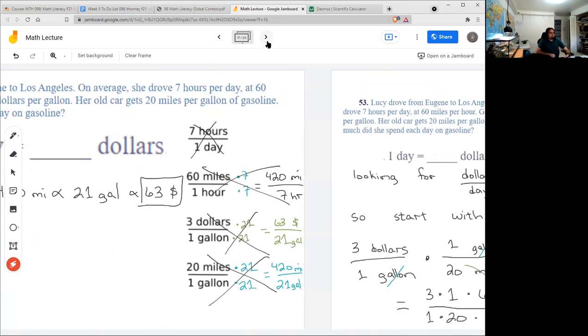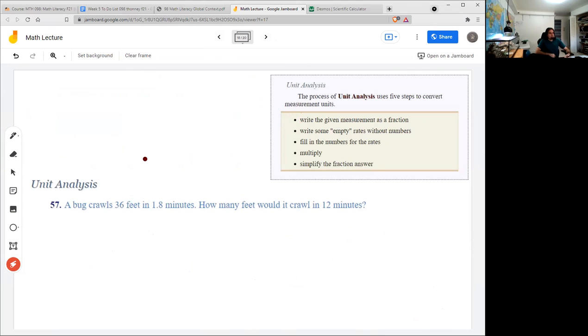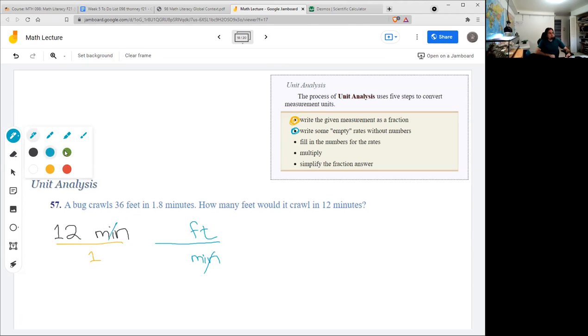How would it look in unit analysis? So step 1, one of these things isn't a rate often, in this case, 12 minutes. If it's not a fraction, then for step 1, I'm going to make it a fraction by putting it over 1. Then I'm going to write some rates. I want to get out of minutes. And I can go from minutes to feet. So sure, I will do that. Then I'm putting in my numbers. 36 feet, go with 1.8 minutes.